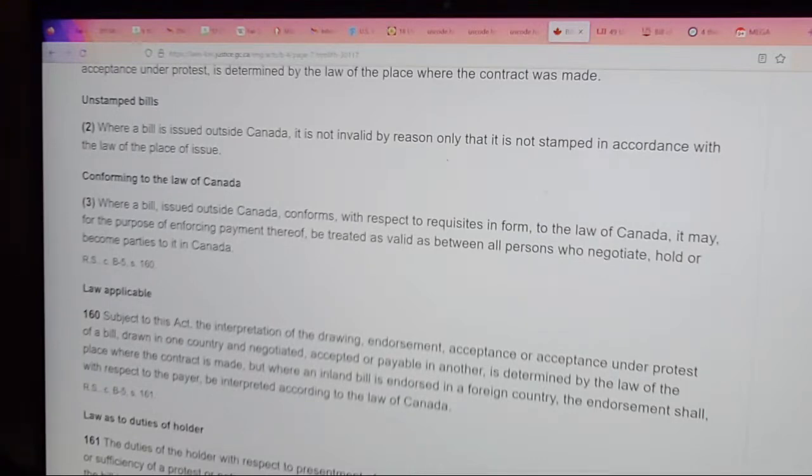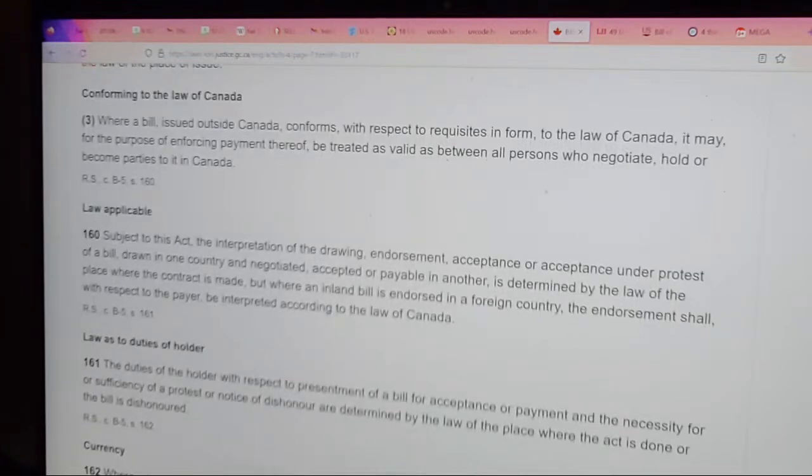Where a bill is issued outside Canada, it is not invalid by reason only that it is not stamped in accordance with the law of the place of issue. Conforming to the law of Canada: where a bill issued outside of Canada conforms with respect to the requisites in form to the law of Canada, it may, for the purpose of enforcing payment thereof, be treated as valid as between all persons who negotiate, hold, or become parties to it in Canada.